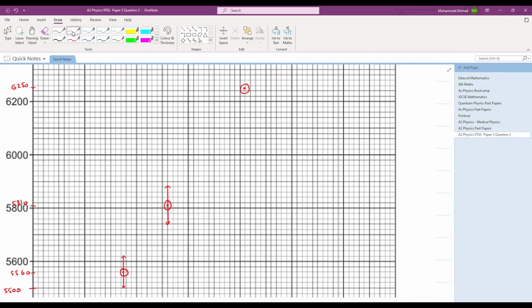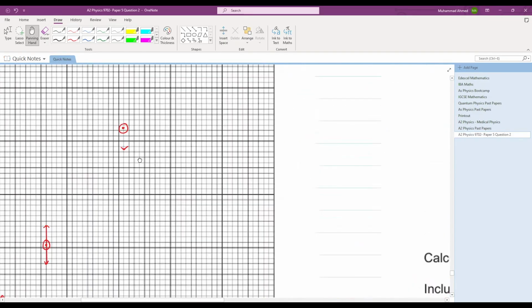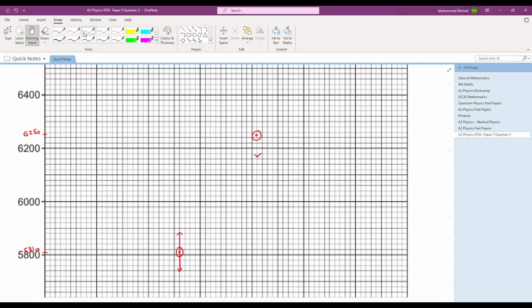6170 will lie somewhere here. Yeah, this is your minimum point. And what was your maximum point? 6330. 6330 will lie somewhere here. This is the middle point. Yeah. And this will be 6320. This will be 6340. So this will be 6330. Perfect.